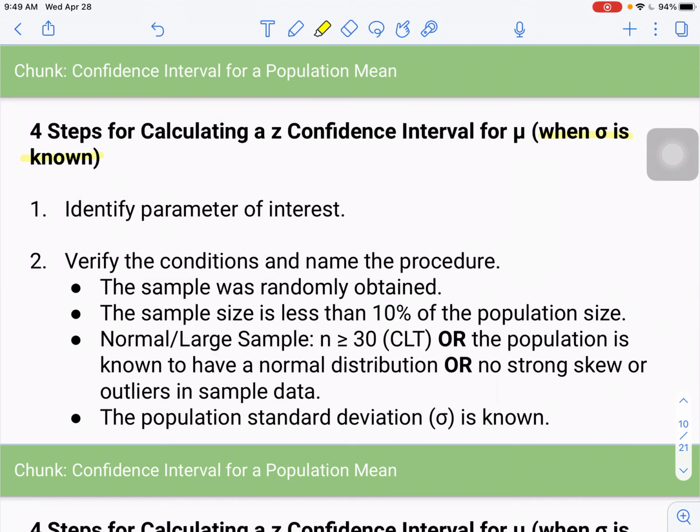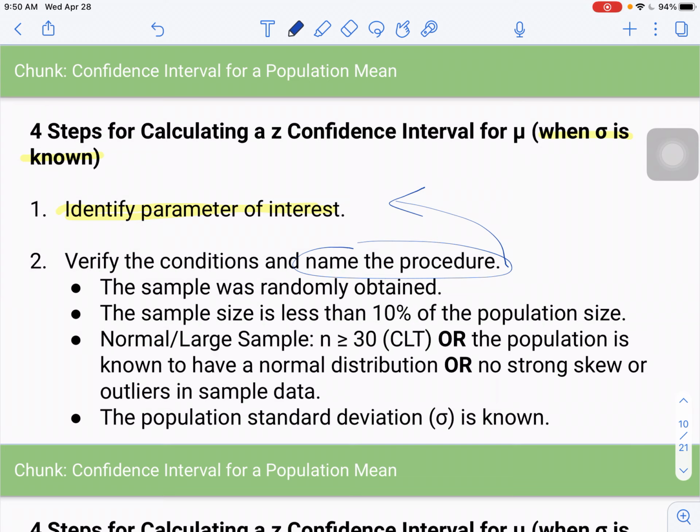Okay, so step one, you're going to identify the parameter of interest like we have been doing. Also in step one, we're going to name the procedure. Usually I put this in step two. We've been putting it in step one, so I'm just going to draw a little arrow there. Step two, then, we verify your conditions.